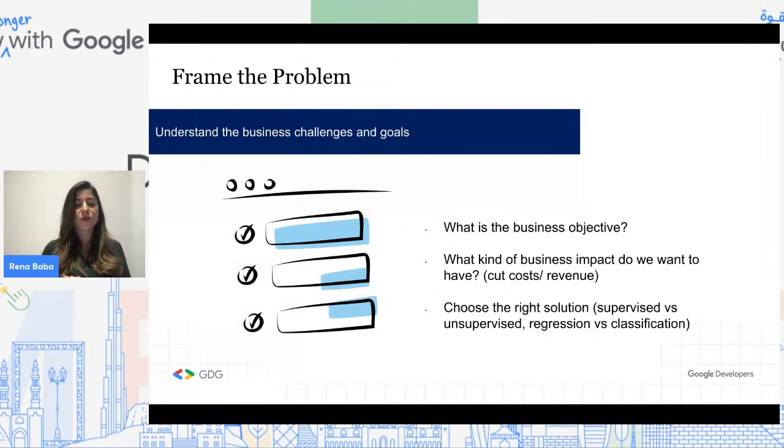Are you trying to deliver something that will cut costs for the company or the client, or you're trying to generate more revenue from this machine learning system? So you really need to think about the output or the final product and work backwards from there. And of course, in early stages, you will be able to identify what's the right machine learning system. Is it supervised, unsupervised? Is it a regression problem or a classification, which I'm sure all of you will do.